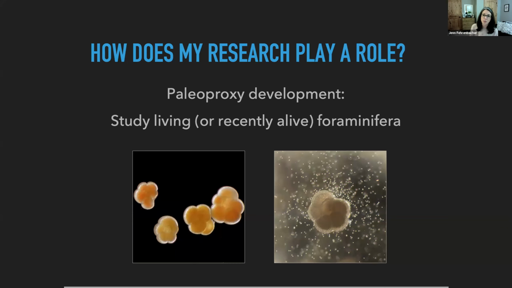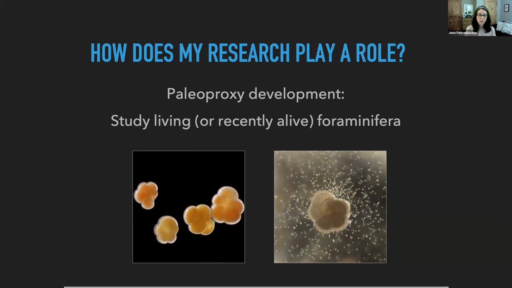So I want to transition from looking at data to looking at how we do this. How does my research play a role? So I started out studying paleo oceanography, and my students in my lab still do this. We obtain sediments from the seafloor, and we do paleoclimate reconstructions. But we also study recently live forams, or ones that we capture in the ocean and we allow them to live out the rest of their life cycle in the lab. And we do this to really fine tune how we can use their shells in the fossil record.